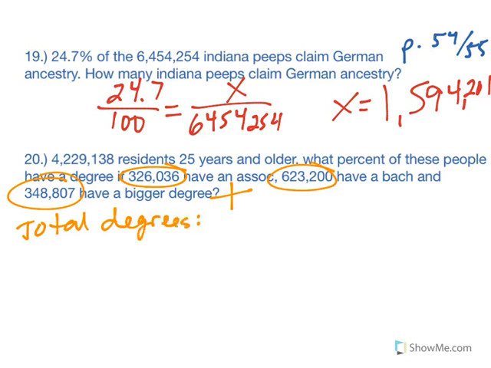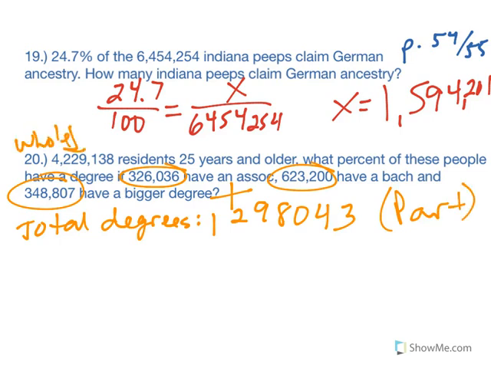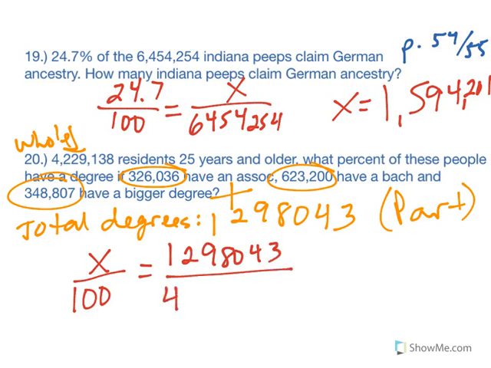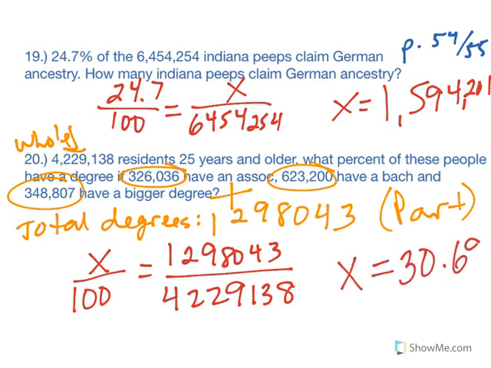So when you add those together, you get 1,298,043. All right? And that's part. Here is the whole. So we're trying to find the percent. We don't know the percent, but we know the part is 1,298,043 over the total, which is 4,229,138. So when you cross multiply and divide, you end up with 30.69% of Indiana residents 25 years and older have some type of degree.